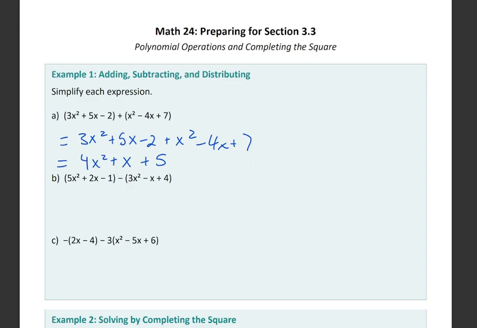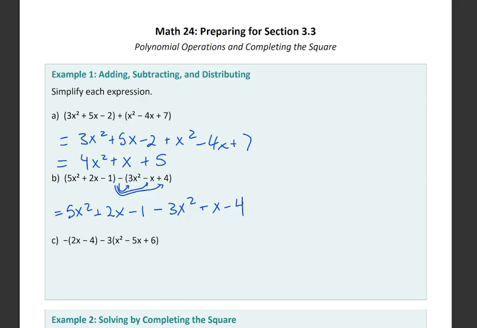Now looking at the second one, the first set of parentheses is that same case. There's no coefficient in the very front, and there's no exponent. But with the second set of parentheses, with that minus sign, that minus needs to be distributed to each of the three terms. That's the only way we can break up the second set of parentheses. So I'm left with 5x squared plus 2x minus 1. Now I'm going to distribute the minus: minus 3x squared plus x minus 4.